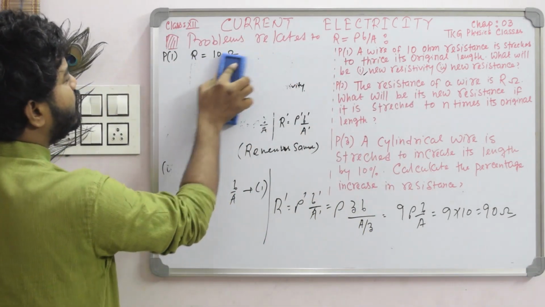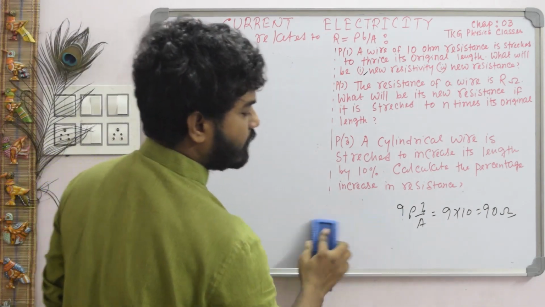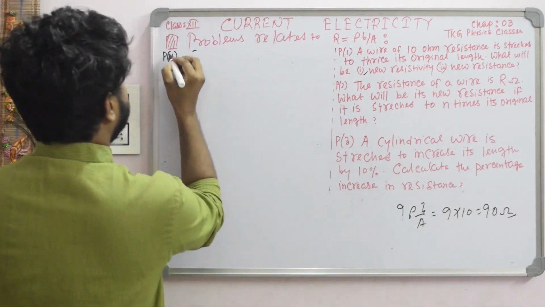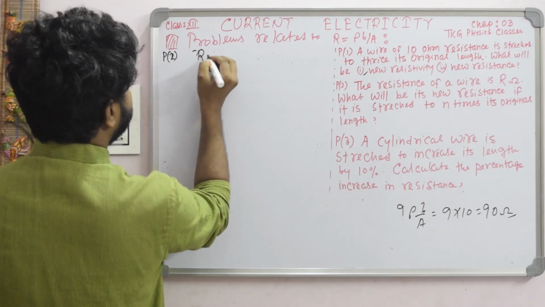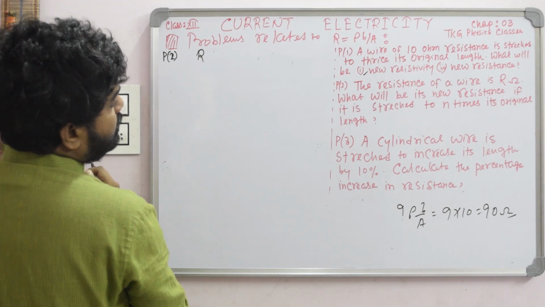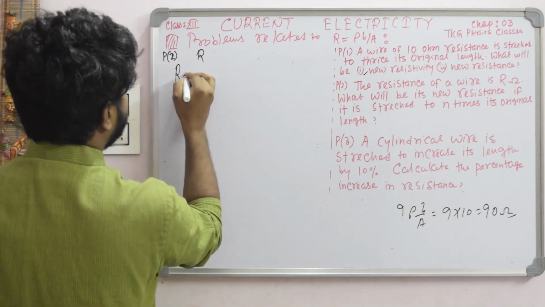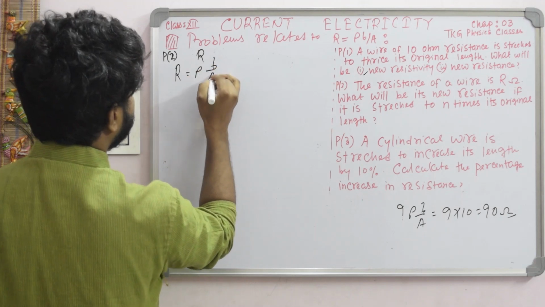Problem 2: the resistance is given as R ohm. What will be the new resistance if the wire is stretched to n times its original length? For the first condition, R is equal to rho L by A.